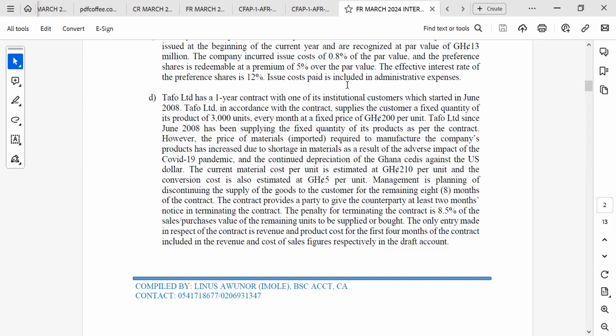Let's continue with this one. The conversion cost is also estimated at 5 cedi per unit. What is the conversion cost?